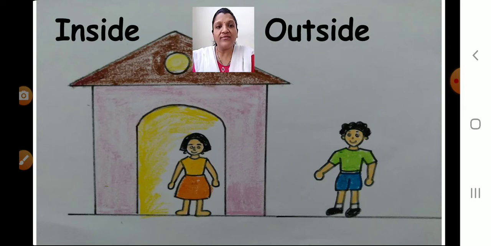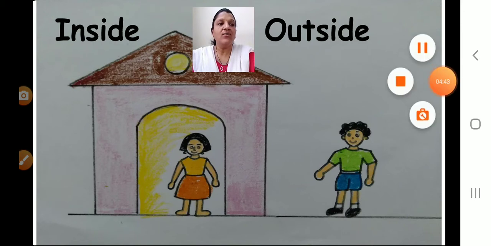So here we see the position of girl is inside the house. The position of boy is outside the house. Got it? You are also watching this video sitting inside the house, right? Correct. Okay. Have you understood what is position inside and outside? Okay. Let us go ahead.